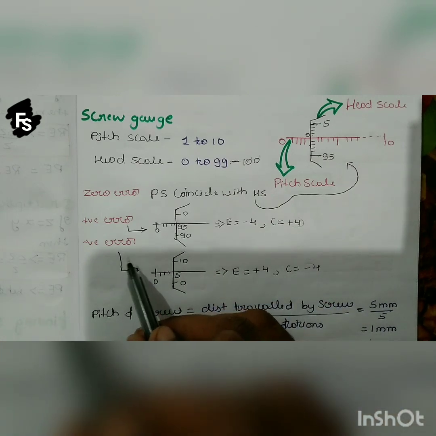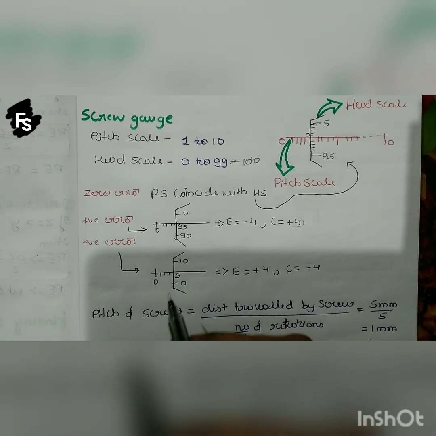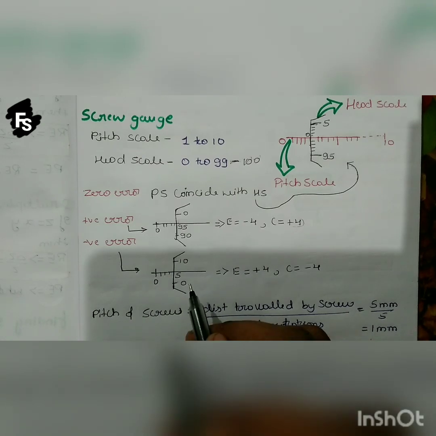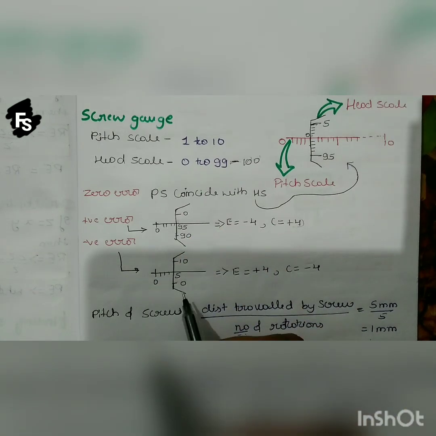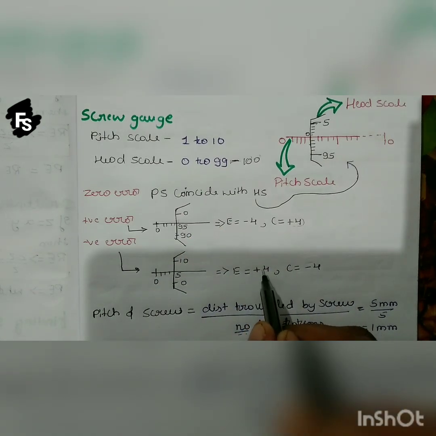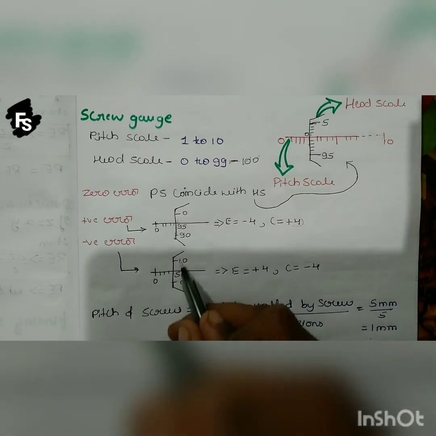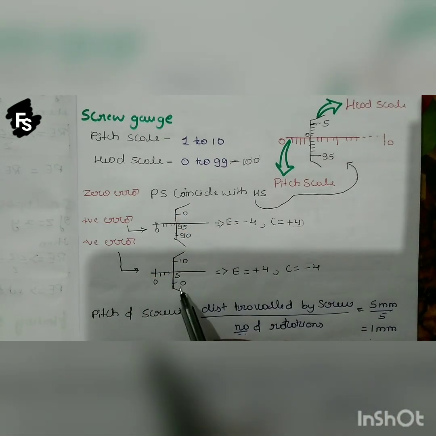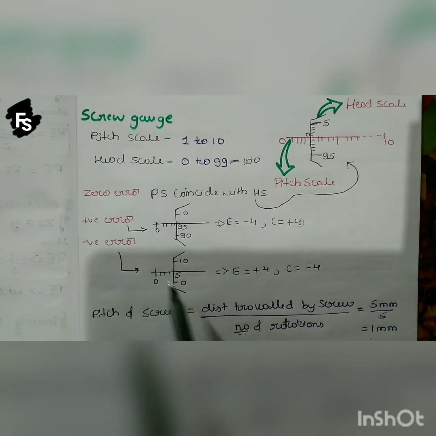Then what is negative error? Negative error means if 0 of the pitch scale is coinciding with the 5 of the head scale, then see here 0 has moved forward, plus 4, which means it has plus 4 error. Then we have to correct it, meaning we have to move minus 4 backward. Then the correction should be minus 4. It's known as negative error.